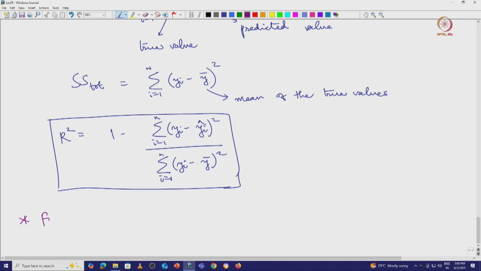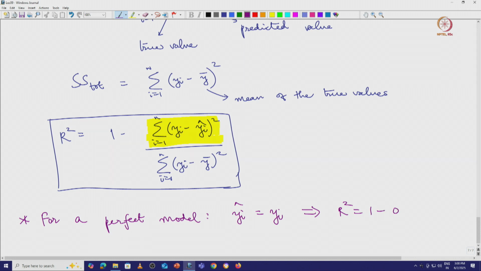So for a perfect model, a model that is so good that it gives the right answer every time, your yi hat, the prediction, will always be equal to the true value. So that means that this numerator here which I have highlighted will basically disappear, because yi hat equals yi. So your R square will become 1 minus 0, and that is basically 1. So for a perfect model, the R square will be equal to 1.